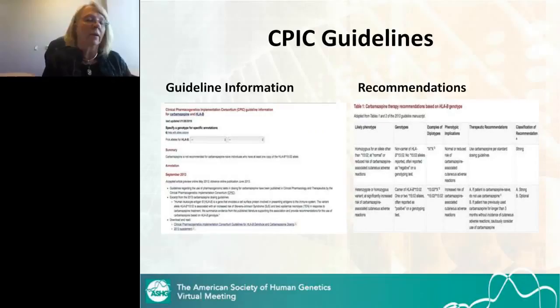On CPIC, there is a wealth of information available about certain drugs and those that have gene tests available to identify whether the patient may benefit from a different drug or from a different dose depending on their gene variation identified. So there's guideline information and recommendations on peer-reviewed dosage and gene testing guidelines for pharmacogenomics drug-gene pairs that is very, very helpful as you begin to think about whether or not a test is available, and if so, how you might go about getting that testing done.